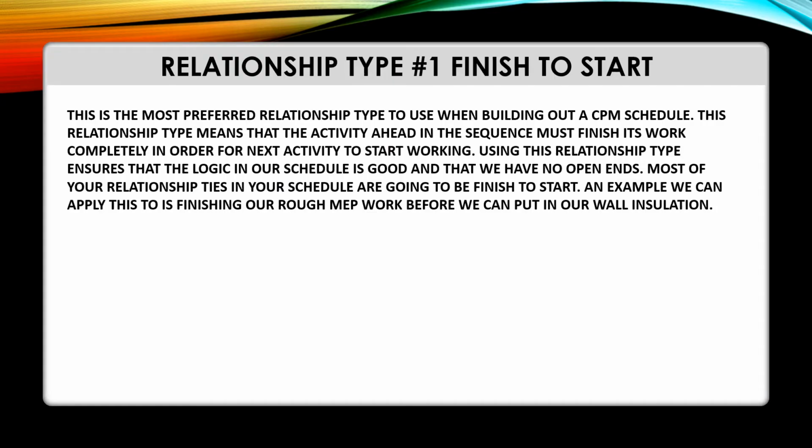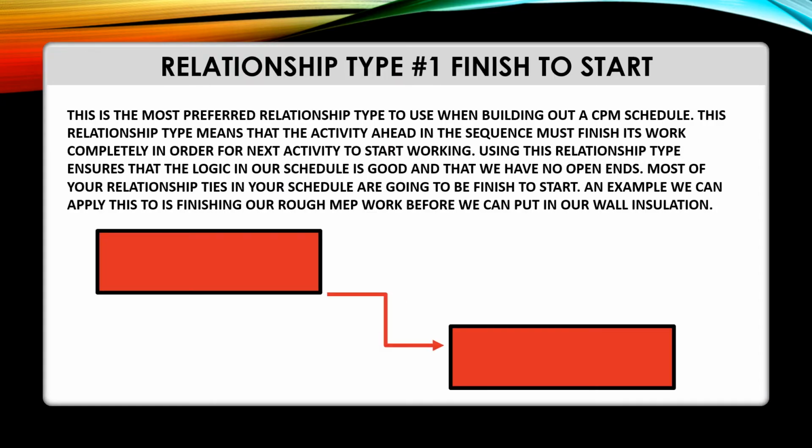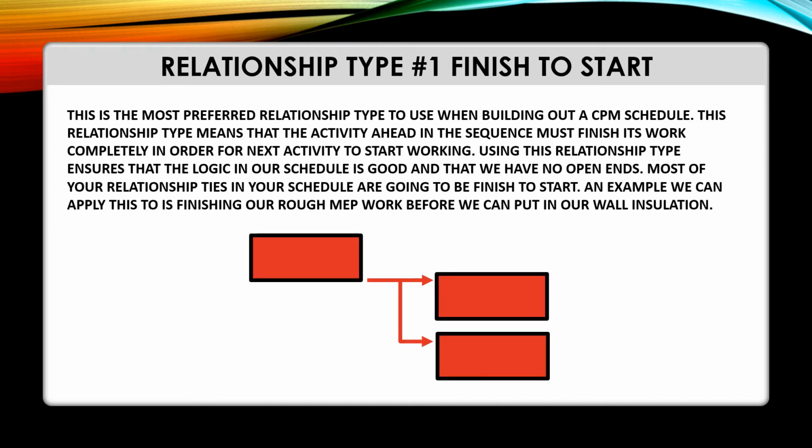The first relationship type that we have is the finish to start relationship. This is the most preferred relationship type to use when building out a CPM schedule. This relationship type means that the activity ahead in the sequence must finish its work completely in order for the next activity to start working. Using this relationship type ensures that the logic in our schedule is good and that we have no open ends. In fact, most of your relationships in your schedule are going to be finish to start. An example that we can apply this to is finishing our rough MEP work before we can put on our wall insulation.